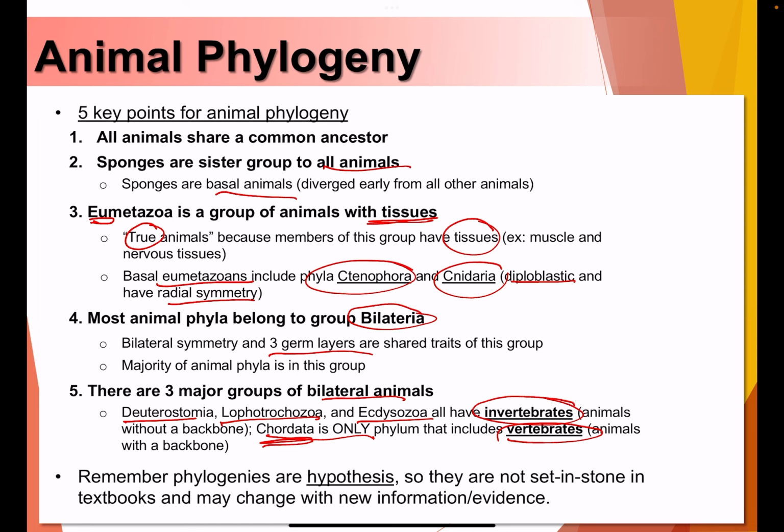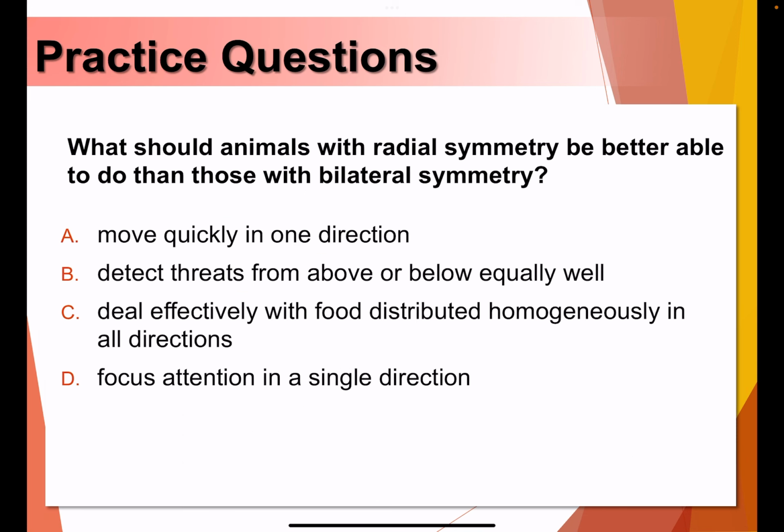So that's all I have for you for chapter 32, an overview of animal diversity. We are at about 36 minutes or so. We still have practice questions, but be expected that chapters 33 and 34 are longer chapters.